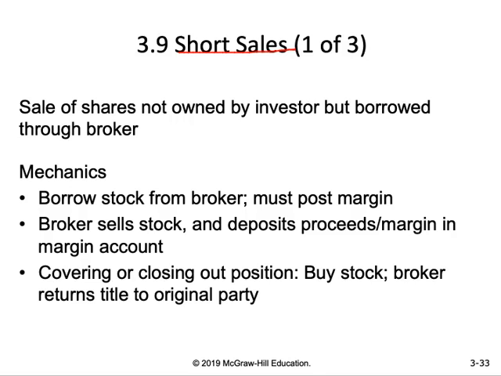The mechanics are that the stock is borrowed from the broker, and the investor must post margin. 150% of the value of that transaction must be in the margin account. So the broker actually borrows the stock from another investor that owns it, and when they sell it, the proceeds are deposited into your margin account if you are selling short. Later, when you buy the stock back, that's called covering or closing out the short position, and then the title goes back to the original party.